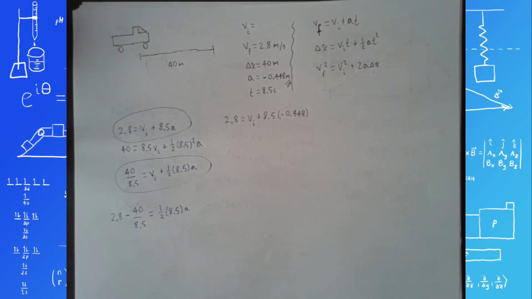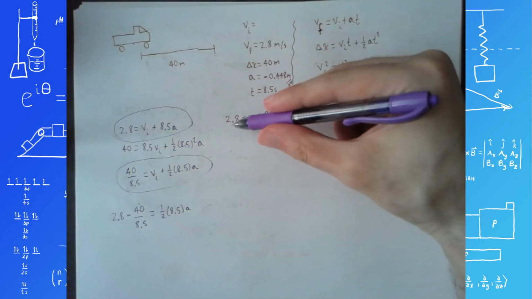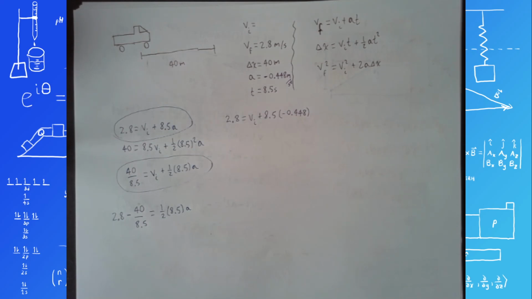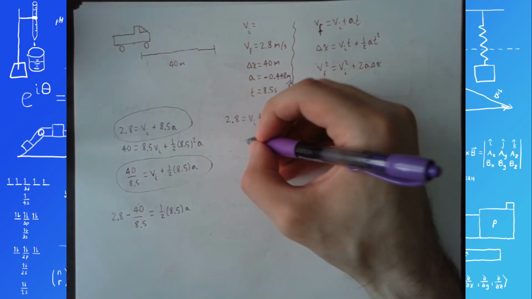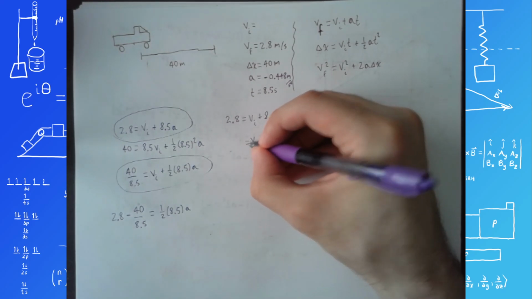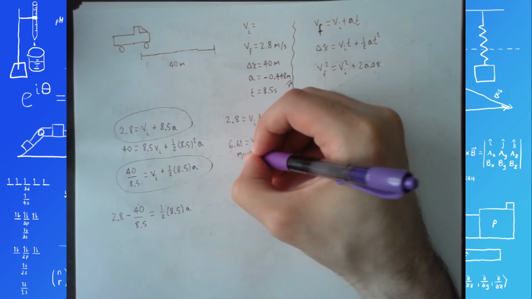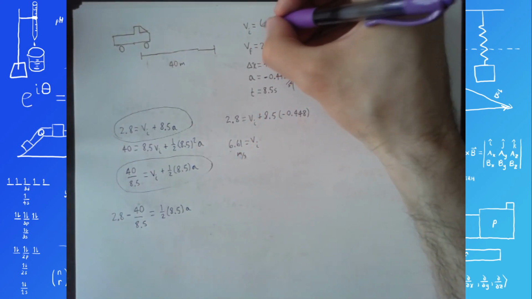2.8, that's going to be plus 0.448 times 8.5. I'm just taking this, which is going to be a negative, and adding it to the 2.8, and I'm getting 6.608. I'll just round that to 6.61. So V initial is about 6.61 meters per second.